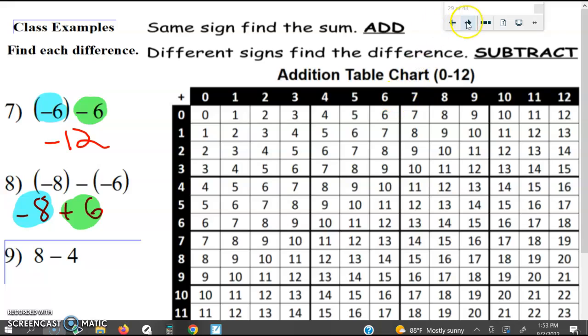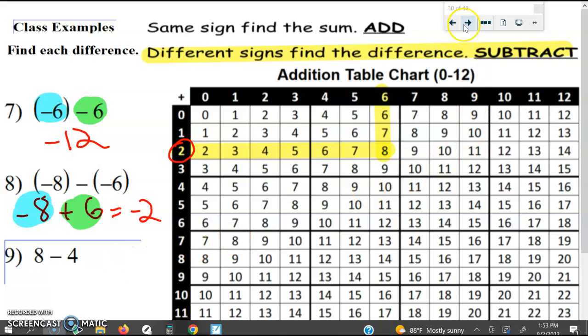Then we come over here to our table and we see, all right, I've got 6, and since it's -8 plus a positive 6, different signs, find the difference. I subtract. Take my smaller number 6, go down to 8, and then come over to 2. Since the 8 is bigger, we're going to leave it as -2. So that's one little change there. When you've got those two minuses, make it positive.